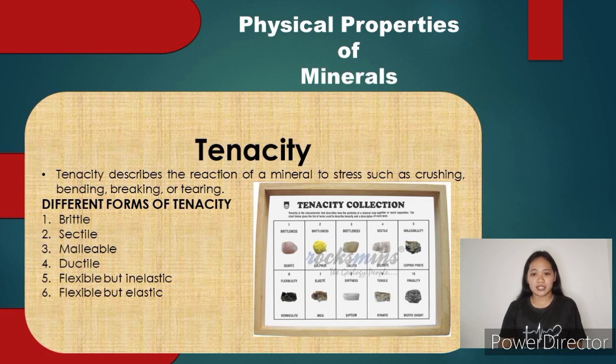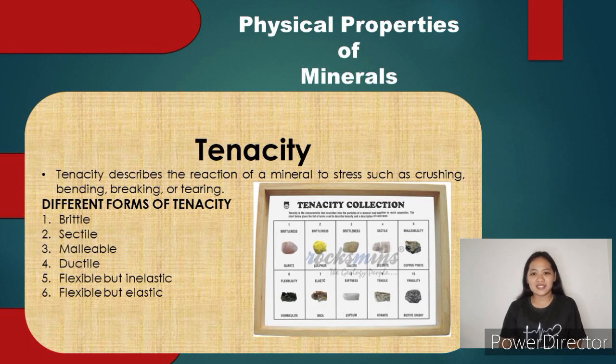Number 3 is malleable. If a mineral can be flattened by pounding with a hammer, it is malleable. It is the ability to bend without breaking, even if you hammered it into thin sheets. Note that all true metals are malleable. We have number 4, ductile. A mineral that can be stretched into a wire is ductile. All true metals are ductile, like gold, silver, like our accessories.